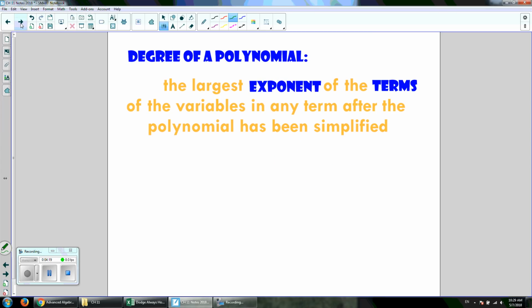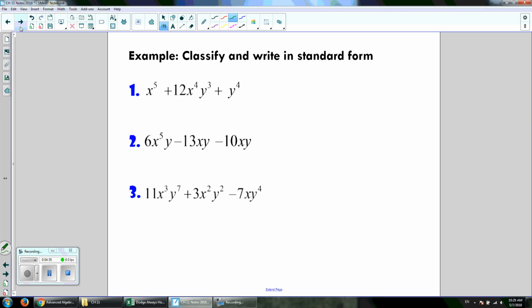So degree, again, is the largest exponent of the terms of the variables in any term after the polynomial has been simplified. Key idea here, after it has been simplified. So if you can put like terms together, you need to do that before you find the degree. So a few more practice problems. Put it in standard form first.